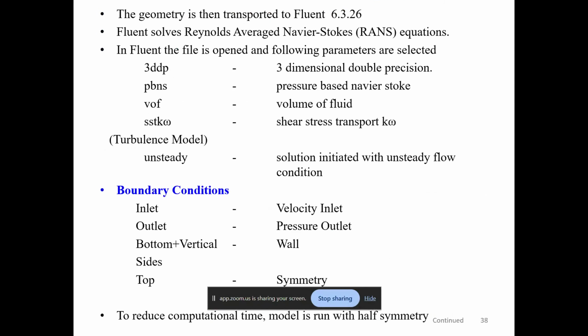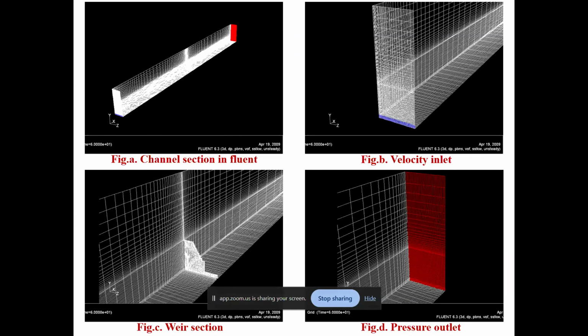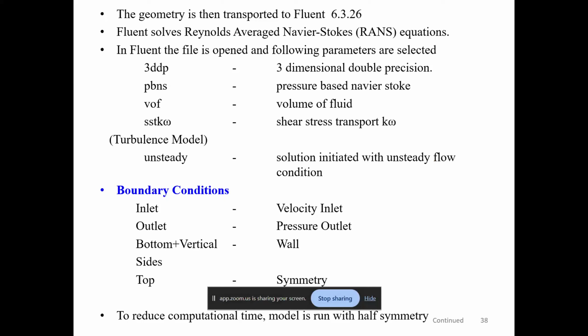You can see this is how the geometry is prepared in the software, and now you can see some of the intrinsic details. We had used a three-dimensional double precision model, then pressure-based Navier-Stokes, volume of fluid, and SST k-omega, that is shear stress transport k-omega model. That turbulence model has been used, and the solution was initiated with unsteady flow condition.